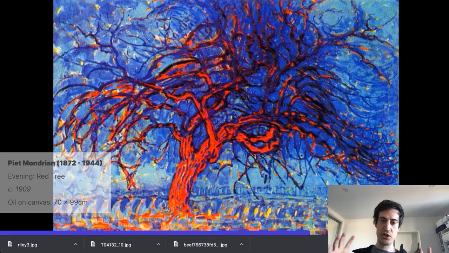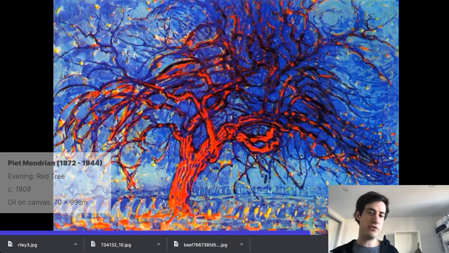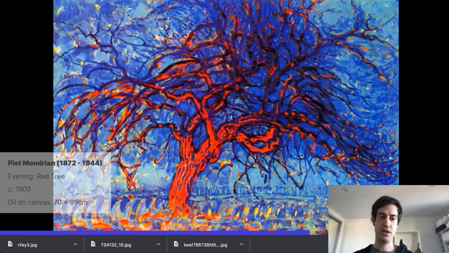Okay, so let's put this in scale, in scope. You are a first, second, or third year, or maybe you're a master's. Anyway, you're a university student, you're taking this course, and maybe you've never made an artwork before. So this might be your first step. So let's just have a look at a few steps that someone like Piet Mondrian would have made in 1909.